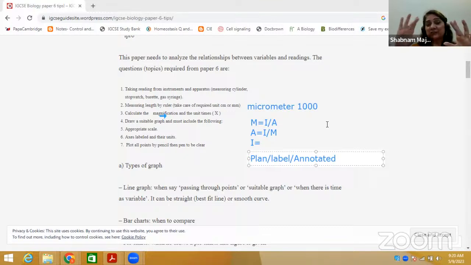And is the drawing given in a horizontal way, or in a vertical way? Try to copy exactly whatever is given. And you can just see that shading should not be done, but you have to see whether the nucleus is given, or whatever parts are properly given. So this is all about magnification, which I will be sharing with the specimen paper, inshallah, right now.